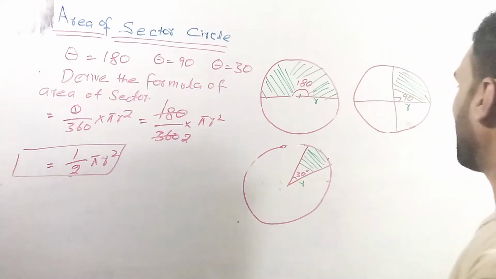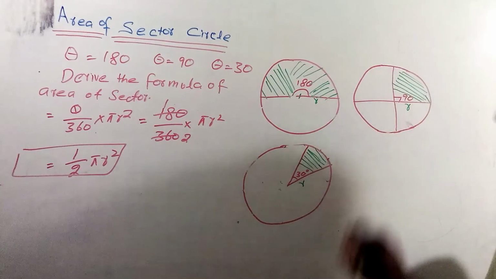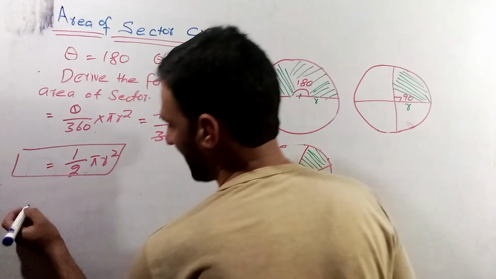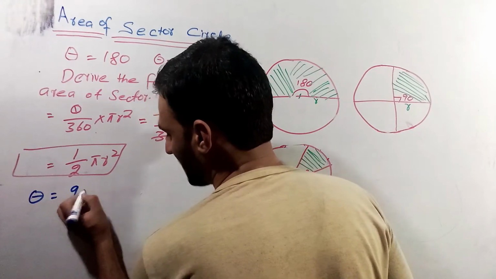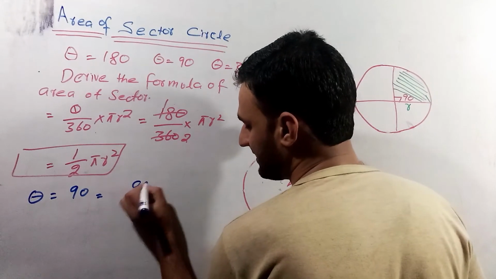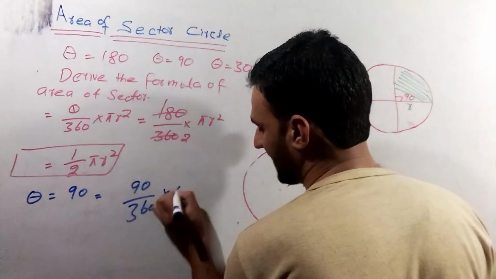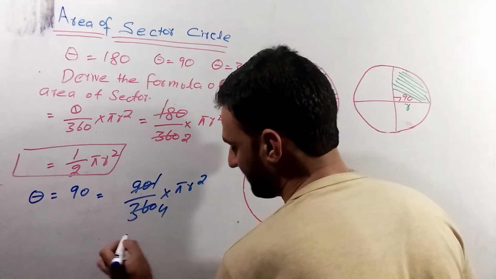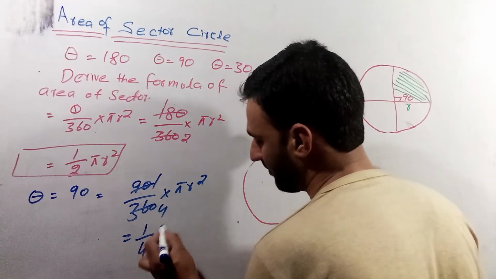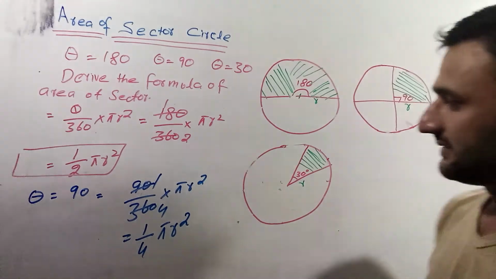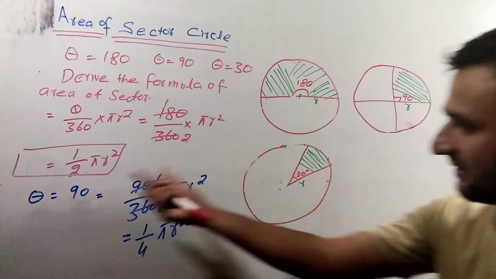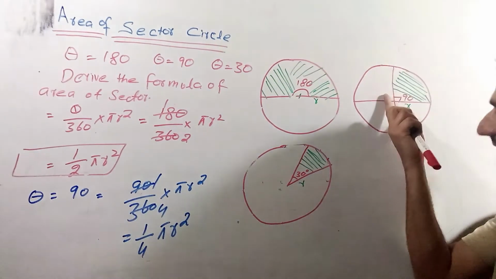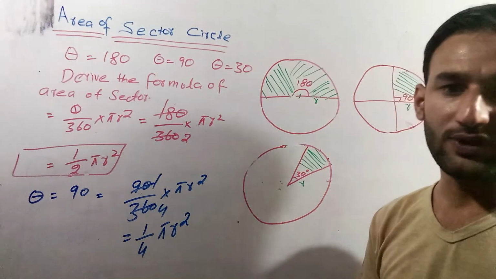For example, we have angle 90 degree. How can we find out the area at angle 90 degree? In this case we can simply put theta equal to 90 degree. So 90 divided by 360 multiplied by pi r square. So in this case it is 1 by 4, so we get the formula 1 by 4 pi r square, right? This is the case when you have angle 90 degree. For 180 degree, the area of the sector is this. For 90 degree, the area of the sector is 1 by 4 pi r square.